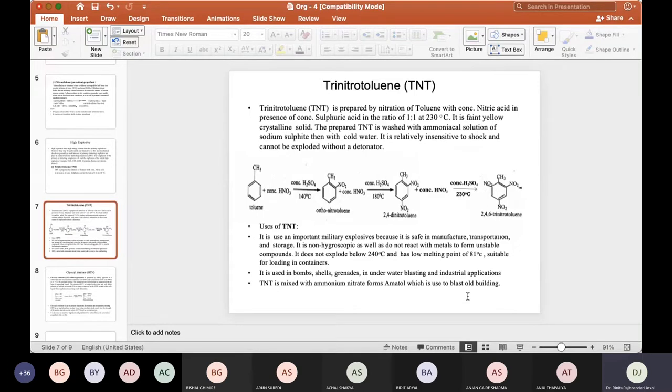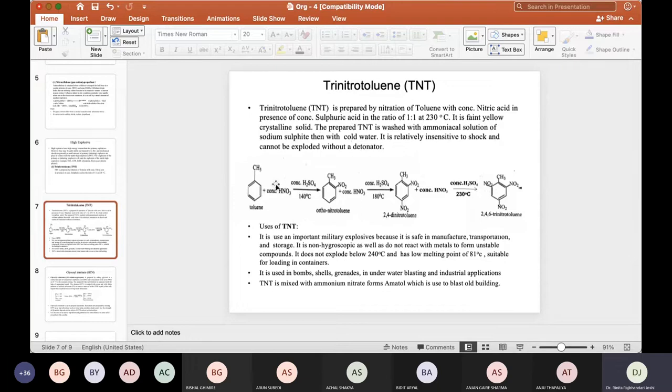old buildings. In foreign countries, explosives are used to demolish old buildings, and for that TNT is mixed with ammonium nitrate to form amatol. So this is the preparation and uses of TNT. Maybe for 2 marks, right? The preparation and uses of TNT, right?